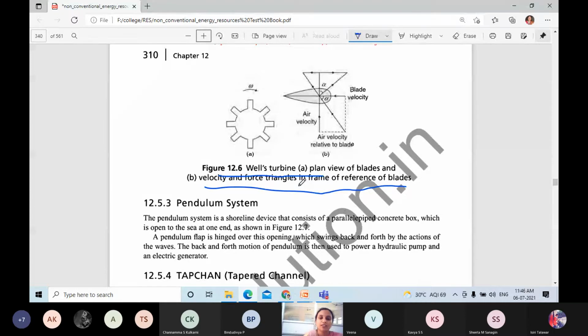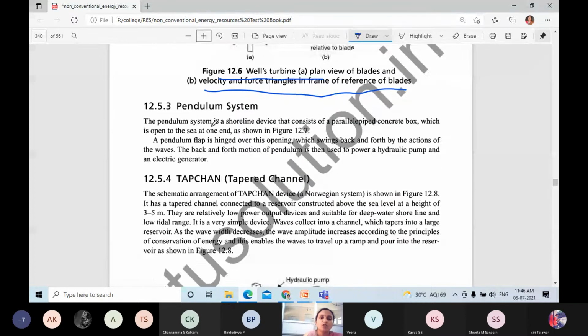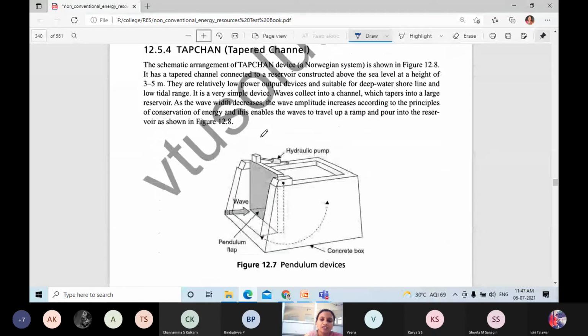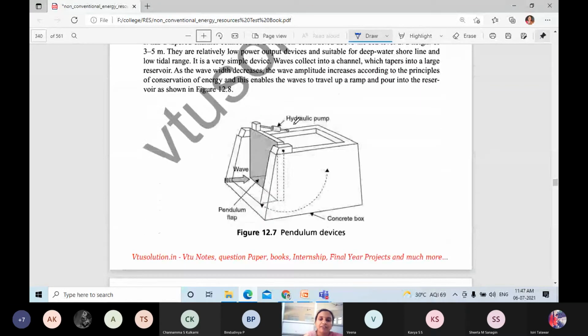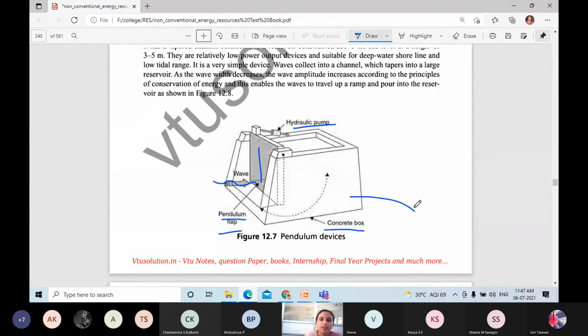Next is a pendulum system. The pendulum system is a shoreline device that consists of a parallelepiped concrete box which is open to the sea at one end. If you see the figure, this is a pendulum device. Here is a hydraulic pump, and here waves will enter, and this is a pendulum flap. This is the concrete box, and it is connected to the turbine.